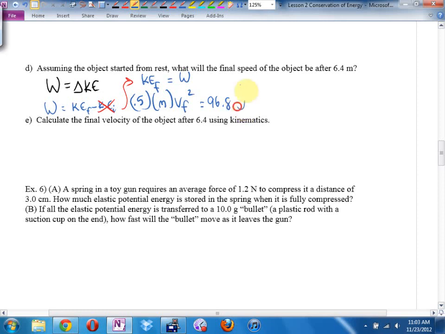So, Jaron, if I hear you correctly, you're saying V final is going to be the square root of 2 times 96.8 divided by the mass. What was the mass? 12.5? Square rooted. Here's another way for us to find it. Now, the other way, what do you get? First of all, crunch the numbers.